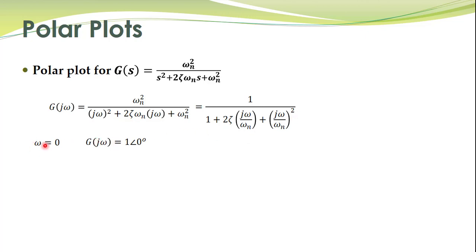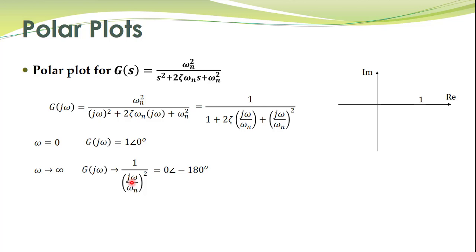And for omega equal to 0, what is this complex number? This term is equal to 0. This term is equal to 0. 1 over 1 is 1 angle 0 degrees. Corresponding to omega equal to infinity, what is the situation? This term will be much larger than this term and this term. So as omega tends to infinity, we can just omit this term and this term. So g of j omega is over here. So what is the magnitude and phase angle of this complex number? The phase angle is minus 180 degrees and the magnitude is 0 as omega tends to infinity.